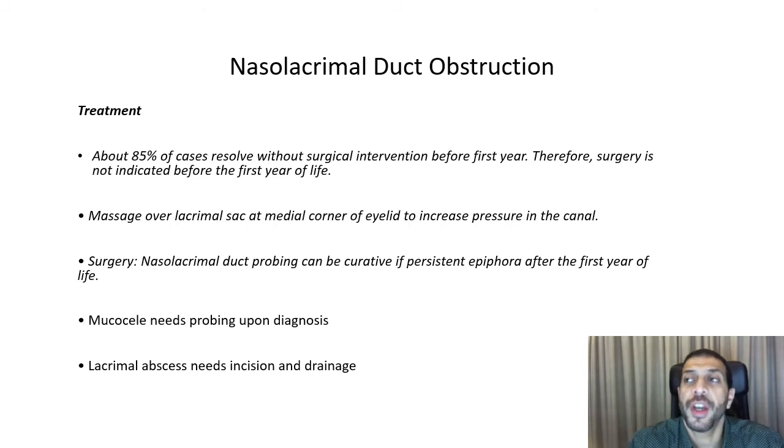If the child reaches the age of 1 year and the nasolacrimal duct is still obstructed, we can do probing surgery. You insert the probe through the punctum and down to the nasal cavity in order to open the duct. We usually wait until the age of 1 year because a lot of children resolve without having to do this surgery. A mucocele needs probing early because when the sac is distended with mucus, it's prone to infection. And of course, if there is infection and a lacrimal abscess, then we need to incise it and drain it.